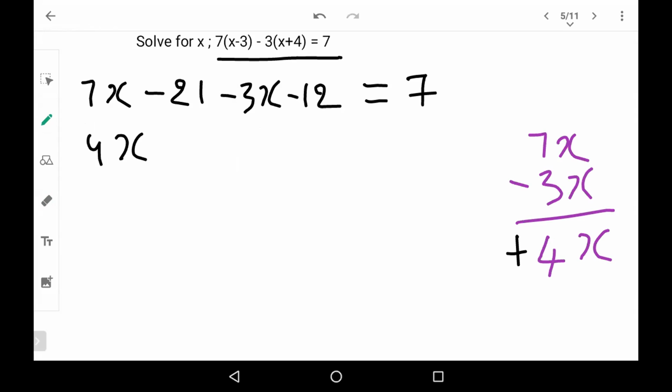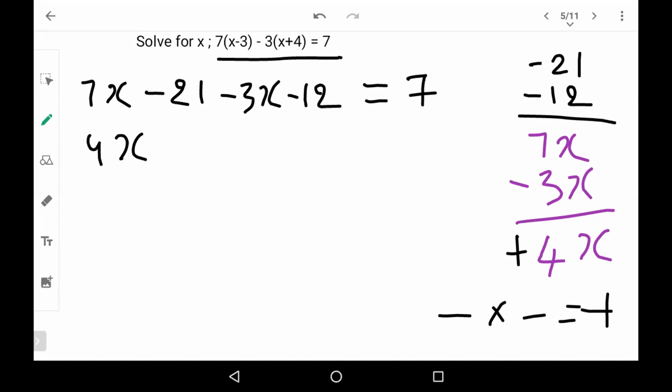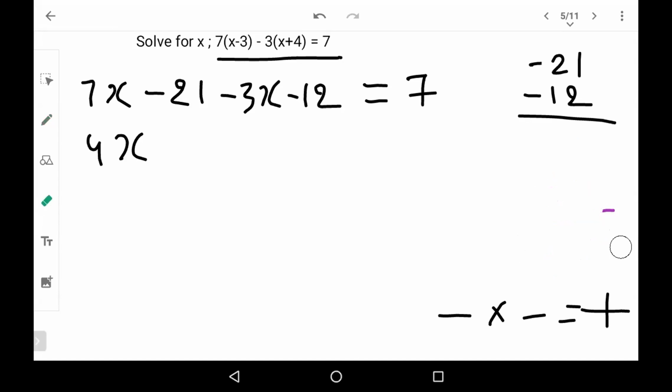Then coming to the next numbers, minus 21. First is minus 21, then minus 12. Now minus into minus is plus. So here what you are supposed to do is minus 21. Even if you calculate in the calculator, minus 21 minus 12, it is gonna give you minus 33. Very good. So 4x minus 33 is equal to 7.